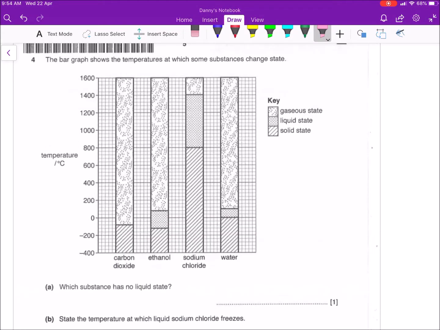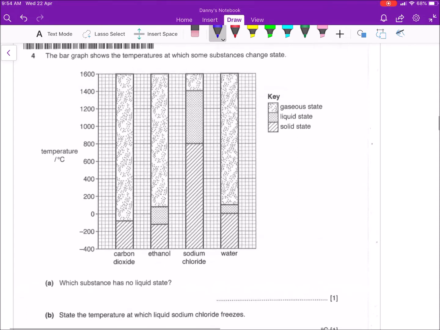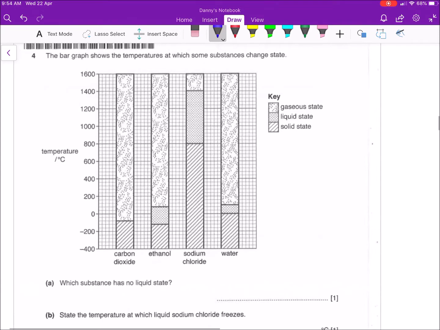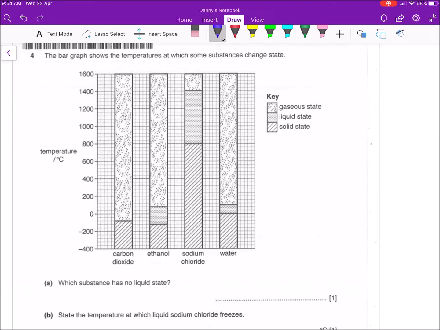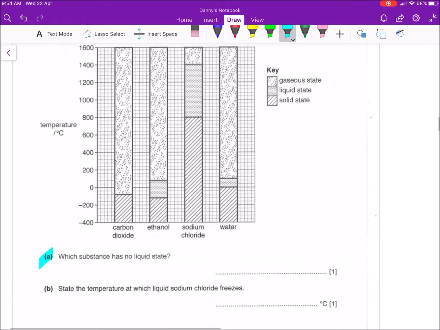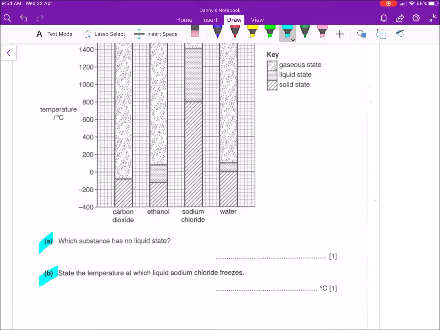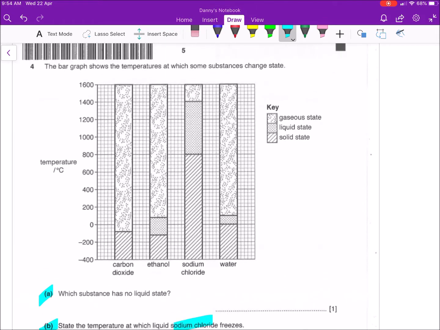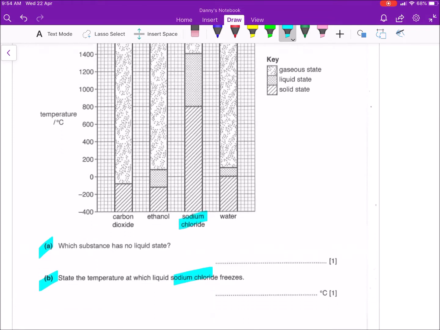Okay, let's move on to your question 4. This one is to test whether you can read a graph properly and interpret it. So for part A, I think you should be able to solve. For part B, don't panic. This sodium chloride basically is here. You can read it from the graph.